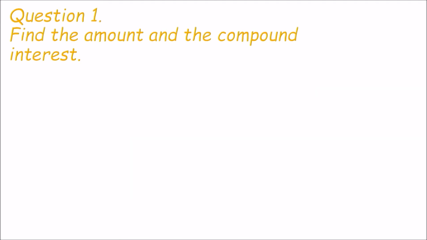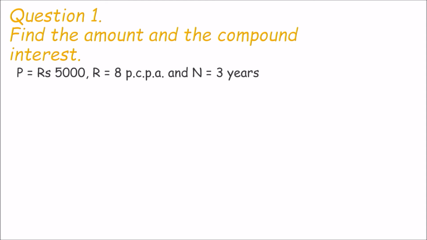Now here we have the next question. P equals 5000, R equals 8 percent per annum, and N is given as 3. Here also we have to find out the amount and compound interest. So let's see the solution of this question.